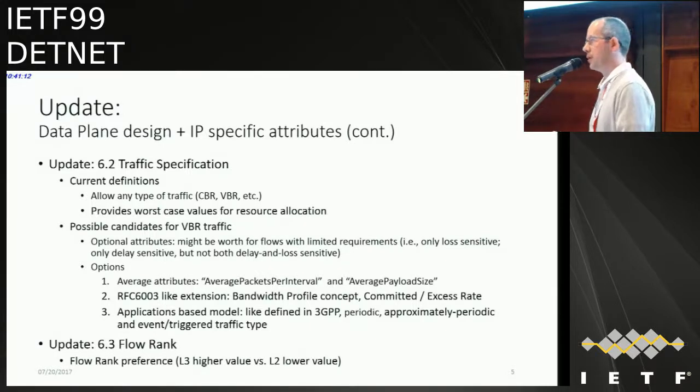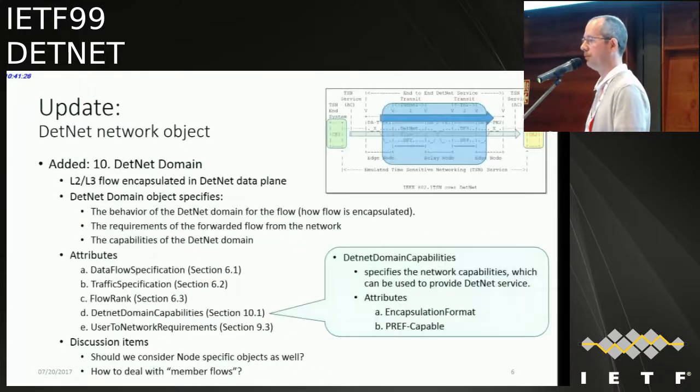We have also updated section 6.3, which is about the flow rank. This is about which flows are important if you have lack of resources in your network, how to decide which flow you would prefer. There is a new section added to the document, which is dealing with the DETNET domain. This is practically where your DETNET flows are encapsulated according to the DETNET domain forwarding methodology. So this object is specifying the behavior of the DETNET domain, how the flow is encapsulated, what are the requirements to forward the flows, and what are the capabilities of the DETNET domain.